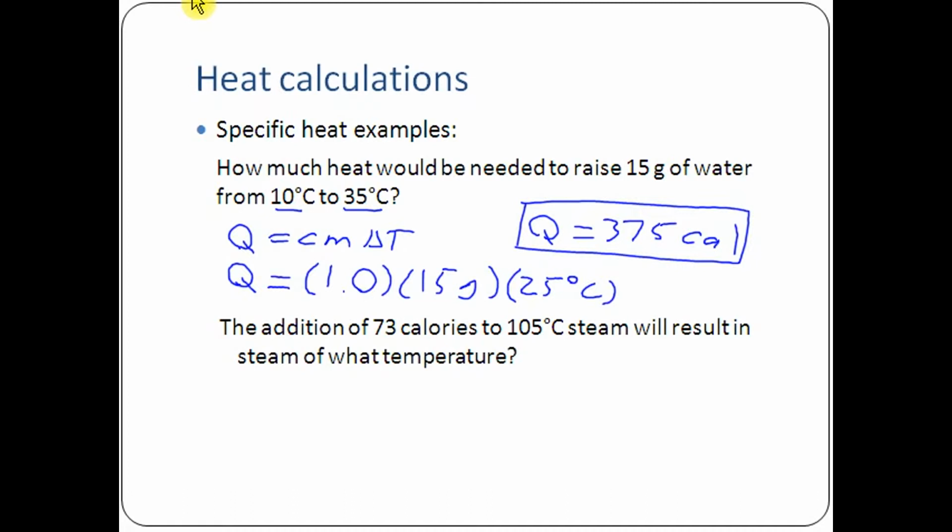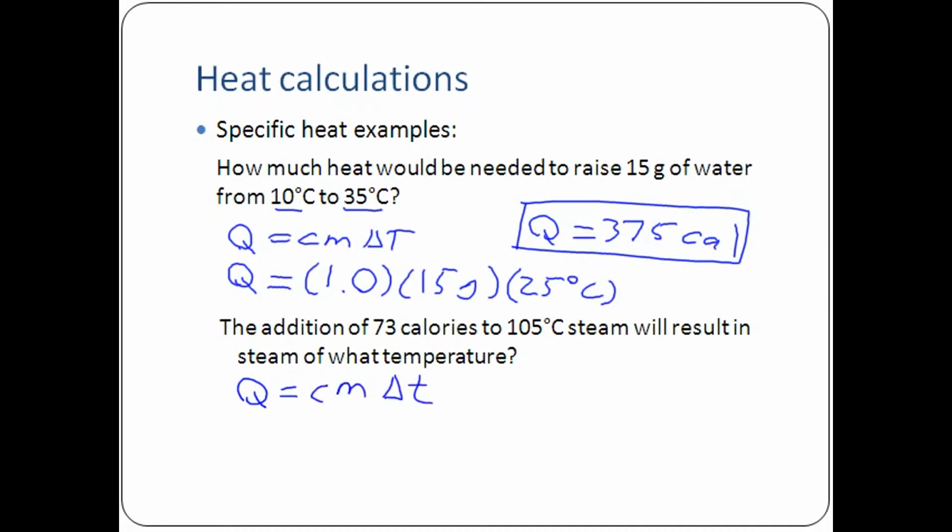Our next problem says the addition of 73 calories to 105 degree steam will result in steam of what temperature? So on this one, we have steam, it's 105 degrees. Since it's 105 degrees and it's steam, that means we're not changing the phase. We've just got steam, just water vapor. If we add 73 calories to that, it's just going to make the temperature go up. So we know there's a temperature change here, and because of that, we'll be using our specific heat equation, Q equals Cm delta T.